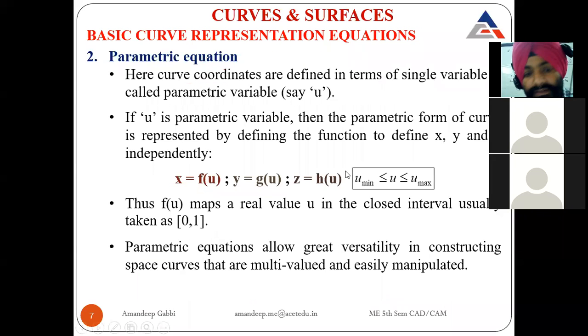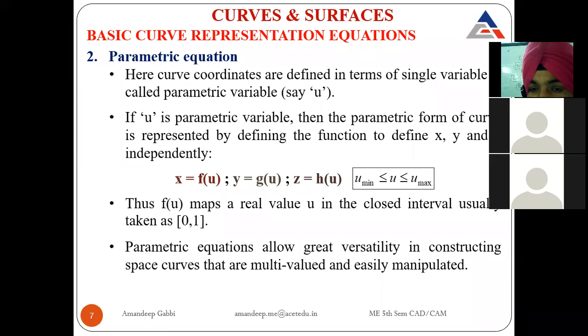If you have some questions. Next is parametric equation. When you talk about parametric equation and non-parametric equation, you can see that in explicit, y is a function of x, z is a function of x. And in implicit, x, y, z are a function of xy, yz or zx. It can be any two variables.